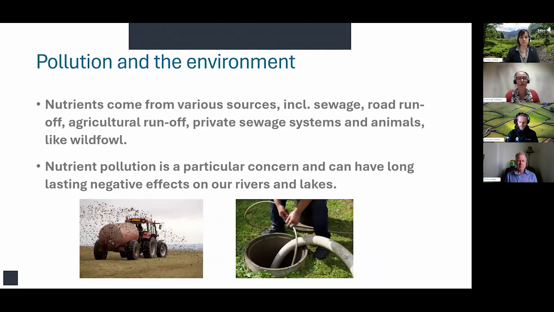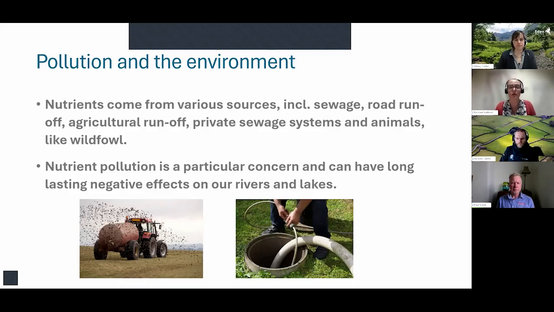So, pollution in the environment. As I've said, nutrients come from various sources. It comes from us, from our wastewater. So it comes from wastewater treatment works. It comes from agricultural runoff. It comes from private sewage systems. And nutrient pollution is a particular concern, and it can have a long-lasting negative effect on our rivers and our lakes. When organic matter enters rivers or streams or lakes, it's quickly broken down by microorganisms in the same way a compost heap will decompose. So it uses up oxygen from the water through respiration.